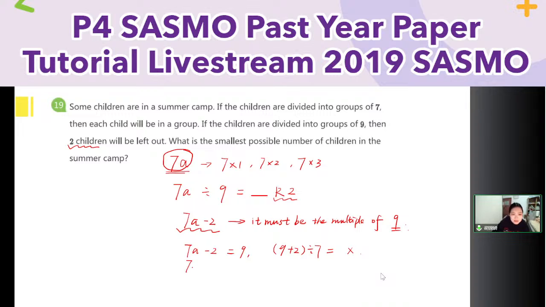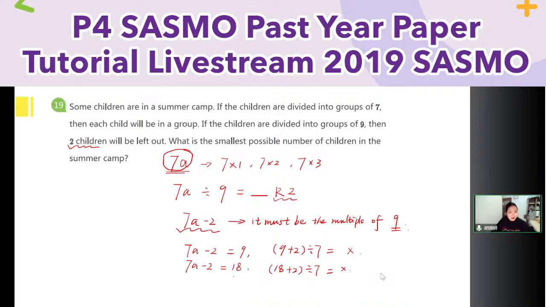Maybe we can try the next one. 7a minus 2 equals 18, right? Because 18 is the multiple of 9. Then, okay, so 18 plus 2 divided by 7. Is it possible? Also no, right?